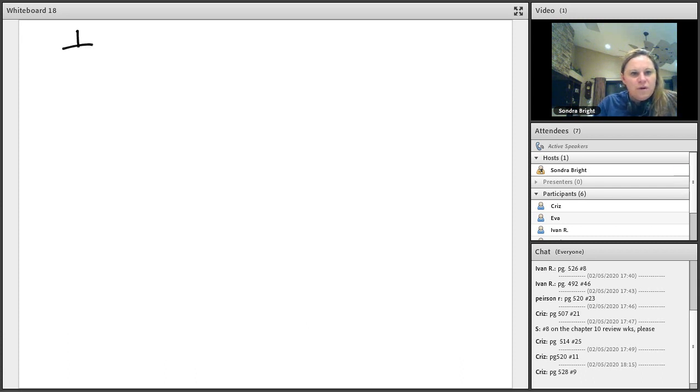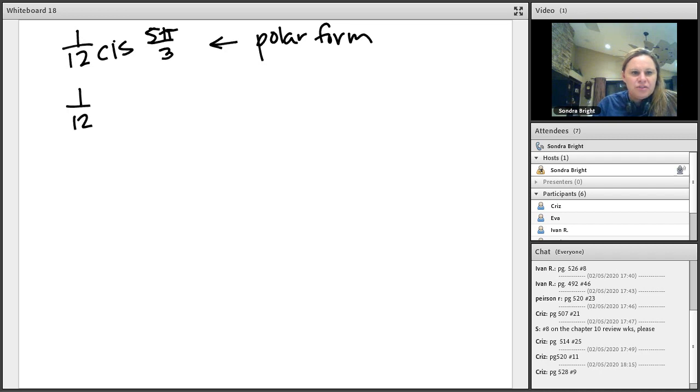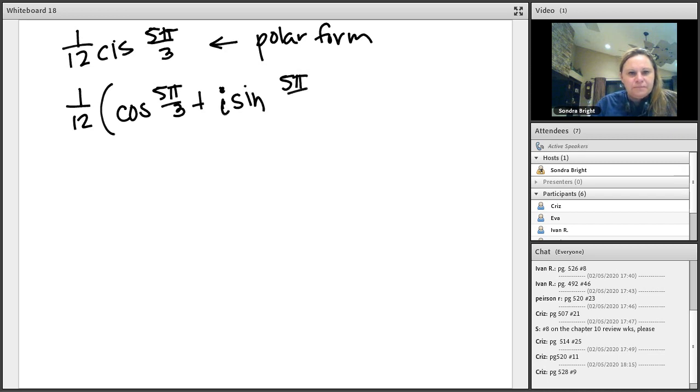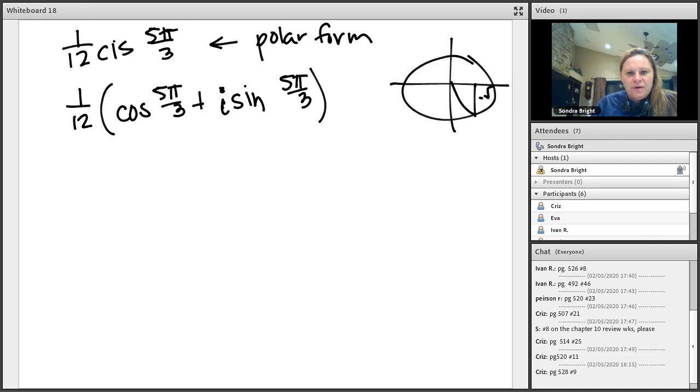Okay, so 1 over 12 cis 5 pi over 3 is the polar form of the answer. To convert it to rectangular form, that's when we actually go, okay, cis truly stands for cosine of 5 pi over 3 plus I times sine of 5 pi over 3. And 5 pi over 3 is down here. That's a tall guy. So a negative rad 3 over 2 and a positive 1/2.